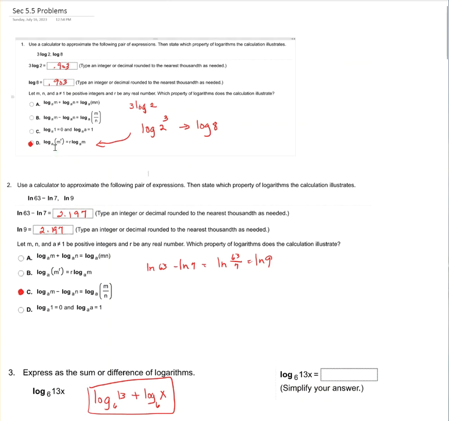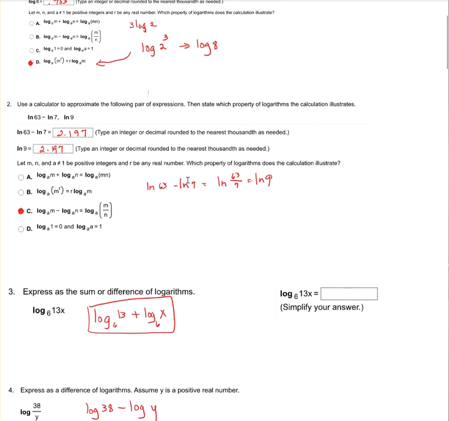So 3 log 2 is the same as log of 2 cubed. Remember that power that went to the front? It could go back up here, and that's the same as log 8 because 2 cubed is 8. So this is the rule that kind of illustrates.